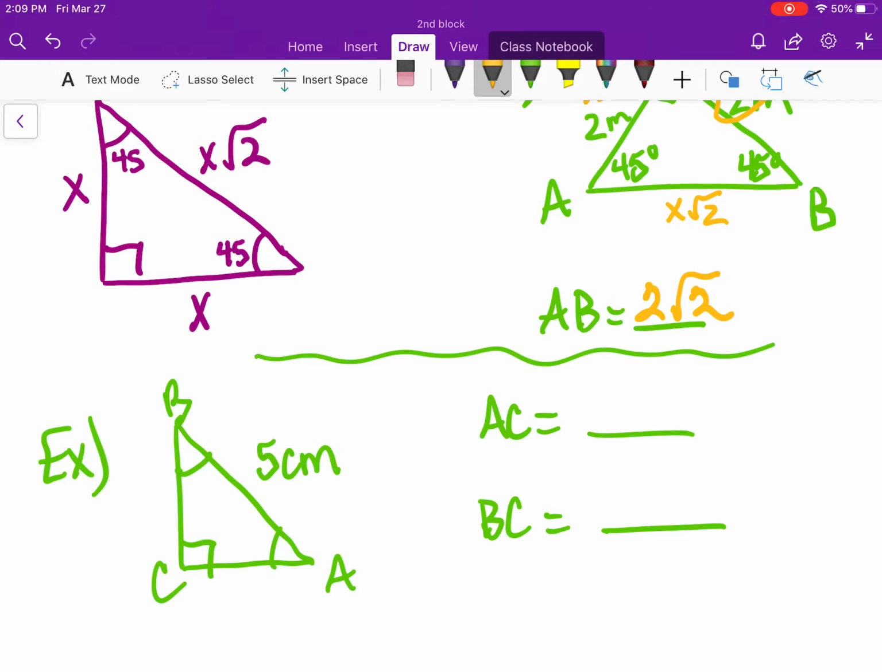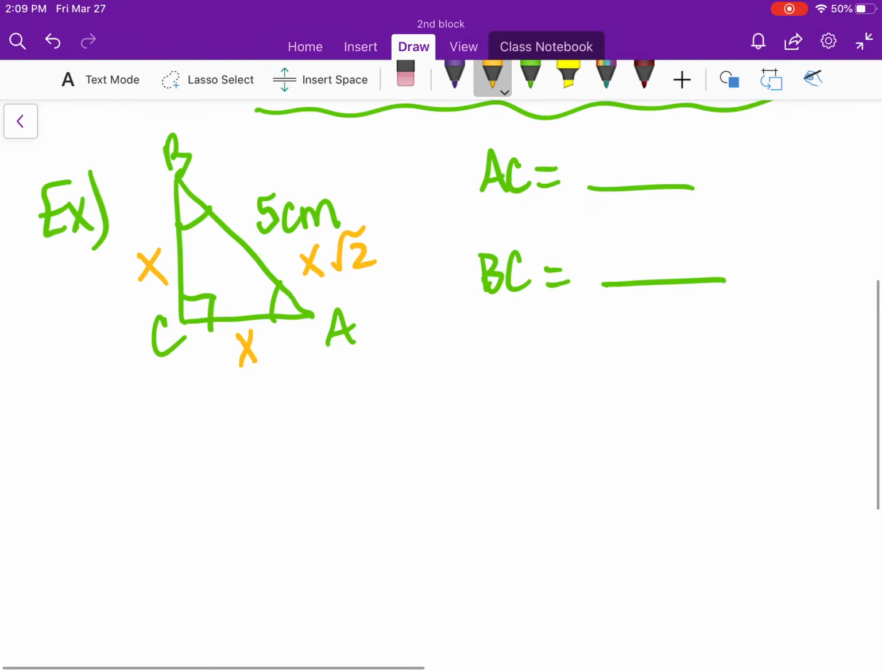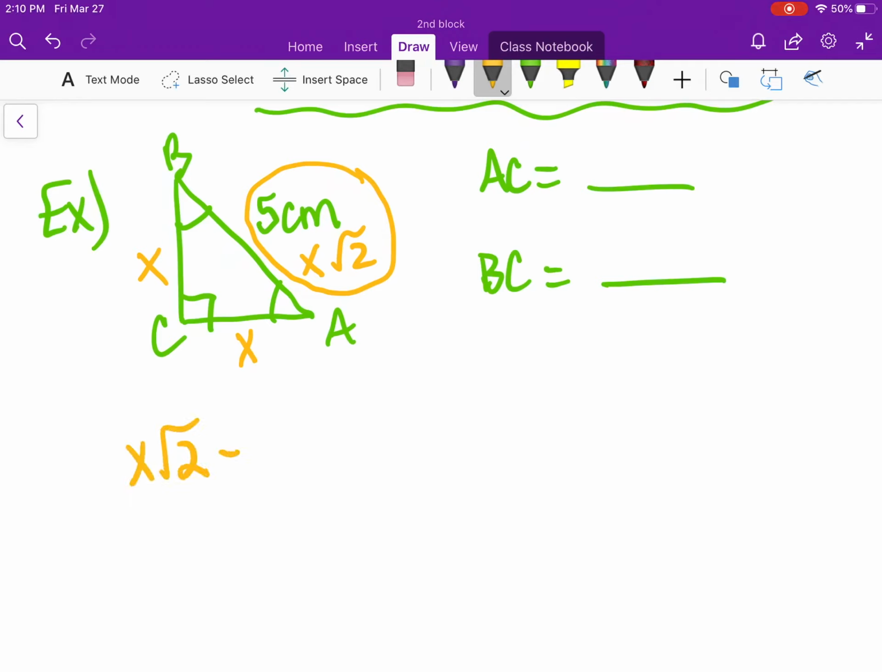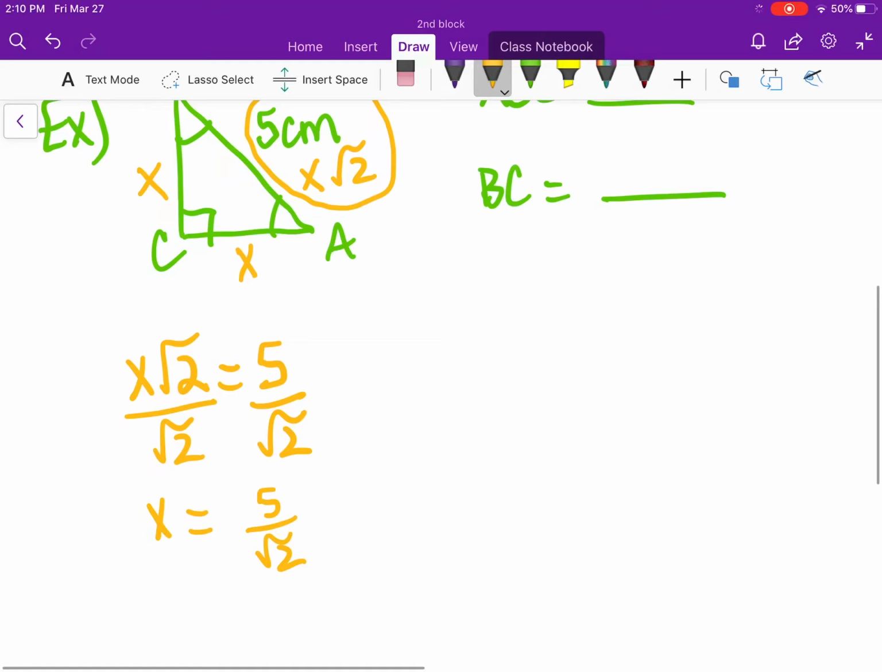So we compare this with our formula triangle. These are our legs, so those are x. 5 is the hypotenuse, so it's x radical 2. So this is the side that we know and the formula for that side. So we write x radical 2 is equal to 5. Now we have to solve for x. So how do we get rid of that radical 2? Well, the radical 2 is multiplied by the x, so I'm just going to divide. And that gives me x equals 5 over radical 2.